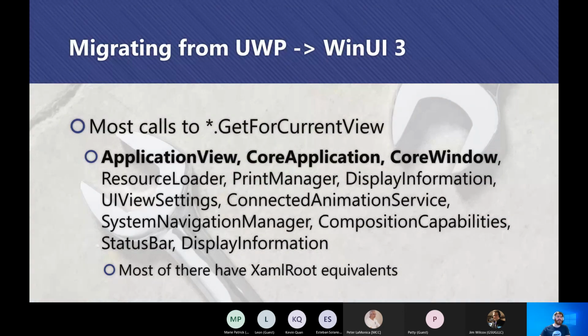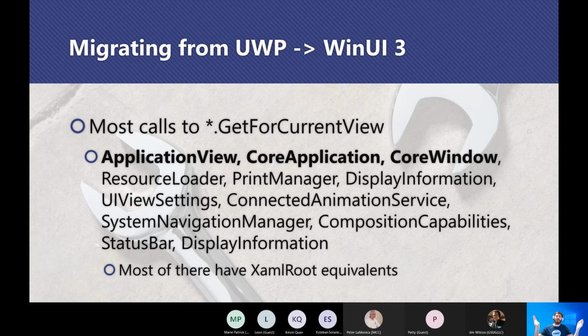Another example is most of the calls to anything.get for current view. That's a very common pattern. One that you probably use, if you're a Windows Phone developer, is StatusBar.GetForCurrentView. That was literally getting the status bar that was associated with the XAML framework that was running in the running thread. That's the current view, because back when that API was created, you had a parity of one window for one thread. So get for current view was actually getting it for the current thread.